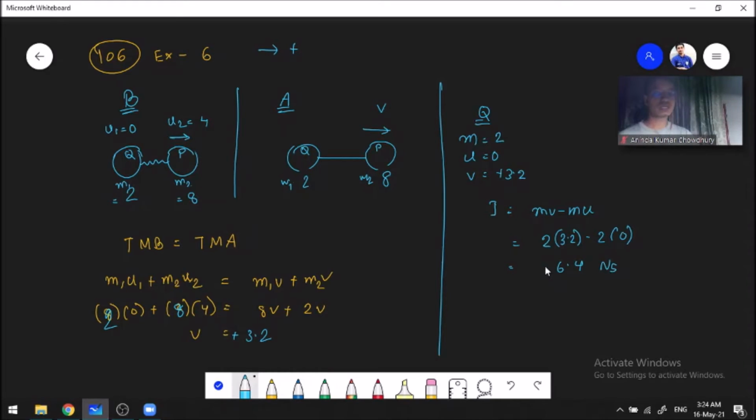Don't forget to put the unit. This is positive 6.4. Therefore, the impulse exerted on the particle Q was towards the right. But this is not what they asked for. They just asked for the magnitude. So the magnitude of the impulse, the modulus, will be 6.4. If you don't understand this modulus symbol, just put magnitude is equal to 6.4 Newton second. That should be your final answer.